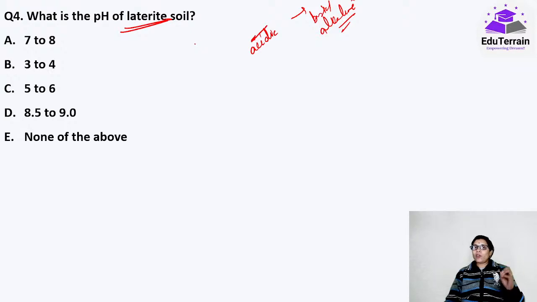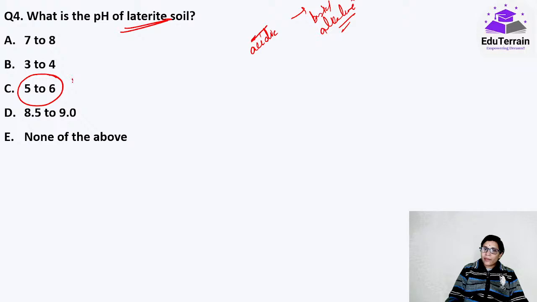Okay, now whenever we talk about highly weathered soils or leached soils, there would be acidity in the soils, but not too much acidic. So it would be a little bit acidic. So here the pH of laterite soils would be 6.3 to 4.